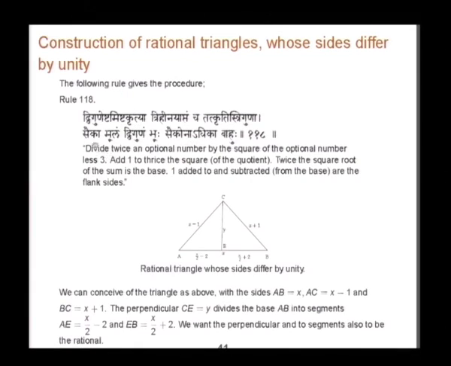So the construction is as follows: divide twice an optional number by the square of the optional number less 3, add 1 to thrice the square of the quotient, twice the square root of the sum is the base, 1 added to and subtracted from the base are the flank sides. So what he is saying is: jigunesta mishtakrutya trihina yaptam cha tatkutis triguna saika moolam jigunam bhuhu saikonadika bahuhu.